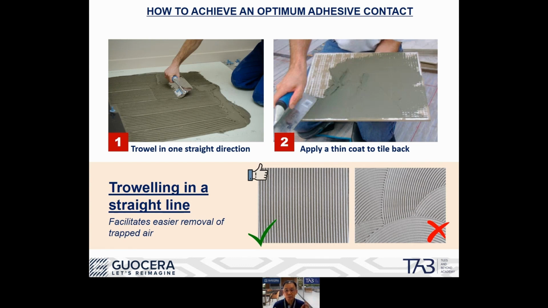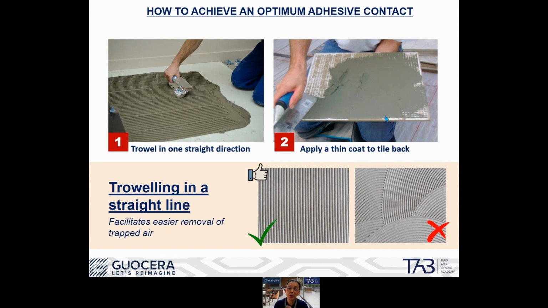But of course, the application in a straight line is much better, because when you put in the tiles and press them from left to right, you are able to easily remove the trapped air compared to when the adhesive is applied in multiple directions. The trapped air would find it very difficult to escape. So the recommended application of the adhesive is in a straight line. Of course, a straight line needs a little bit of effort, and the multiple direction is much easier. That's the reason why at job sites, most of the time it is done in multiple directions.